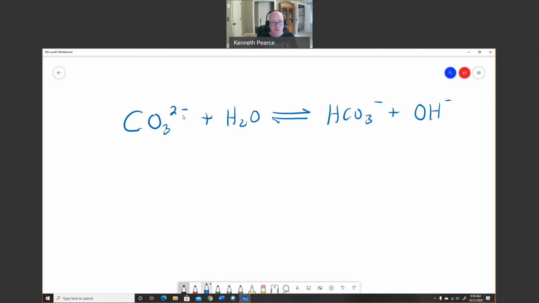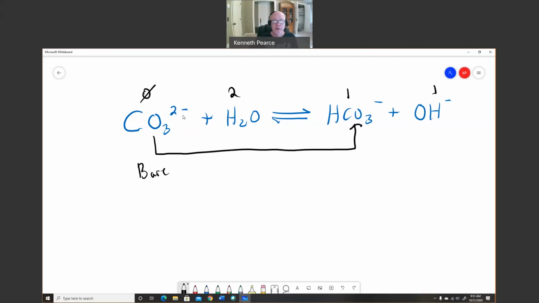And so we just count hydrogens. So here's one way to do it. I have no hydrogens here. I have 2 hydrogens there. I have 1 hydrogen over here and 1 over here. And let's connect them. How are they connected? Well, the carbonate goes to the bicarbonate. It went from 0 to 1. It gained 1 hydrogen going from carbonate to bicarbonate. So that makes the carbonate, in this case, the base. And we do the same thing with the H2O. We went from 2 to 1. Well, that means we lost a hydrogen going from H2O to OH. And so that makes the water an acid.